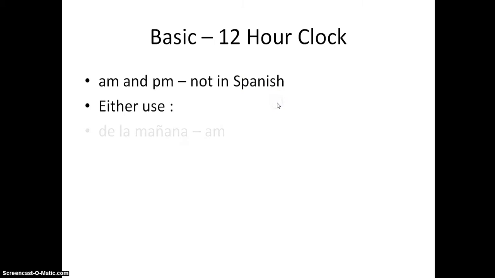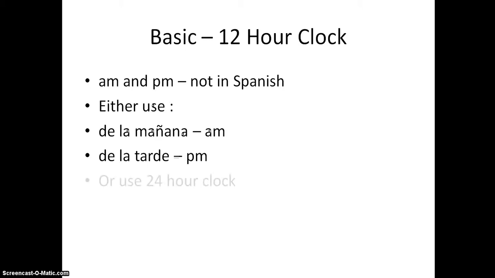Okay, I hope you've got that. Now, some other things to note. So AM and PM. AM and PM doesn't exist in Spanish. So we have to use either de la mañana for AM. So after the time we'd say son las 2 de la mañana. It's 2 o'clock, 2 AM. Or de la tarde for PM, because AM and PM don't exist. Or we just use the 24-hour clock, which is coming up.